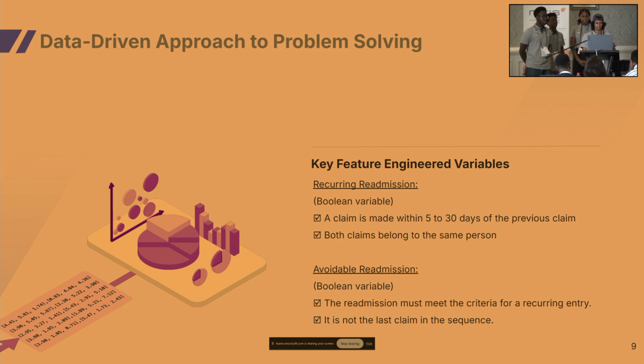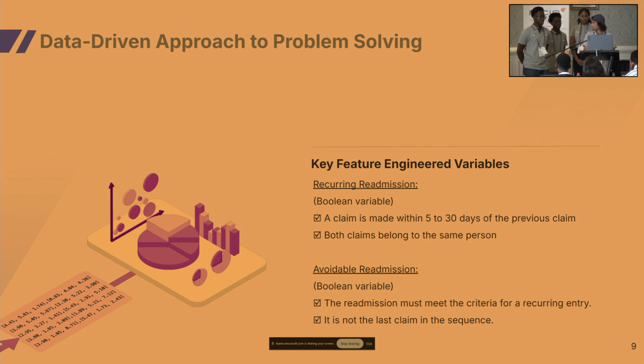whether this is recurring. Our second engineered feature is avoidable readmissions. So after finding recurring readmissions, we want to look into those and see which ones were avoidable. This also has two conditions in order to be classified as avoidable. First being that the readmission must meet the criteria for a recurring entry, and secondly, that it is not the last claim in the sequence.